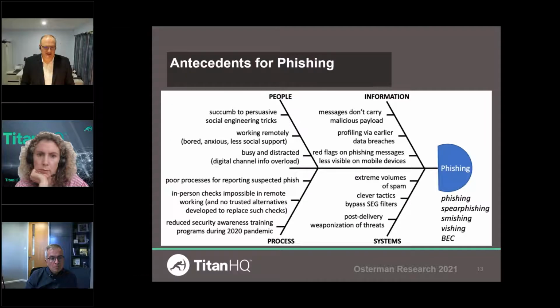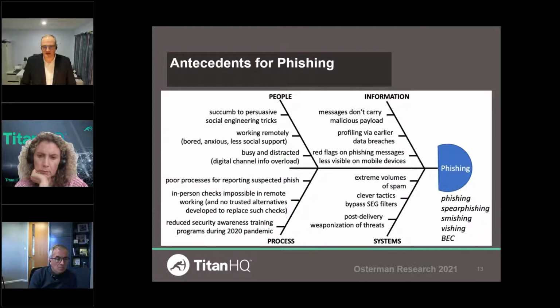Phishing is a complicated beast, and when I looked at the antecedents, or the things that lead through to phishing being such a significant issue, and phishing itself has a variety of ways of appearing, either as just plain phishing or spear phishing or some of the others that are listed here, you can see that there's quite a number of issues across people, information, systems, and process that make phishing a dangerous and complex thing that needs to be dealt with.